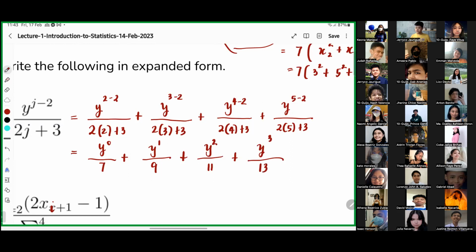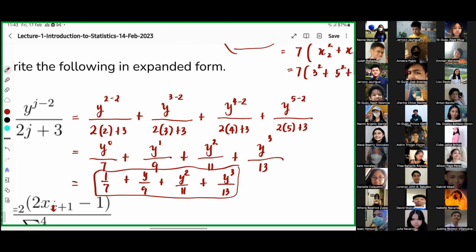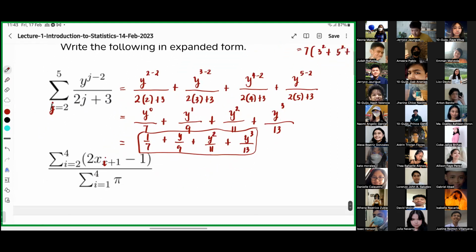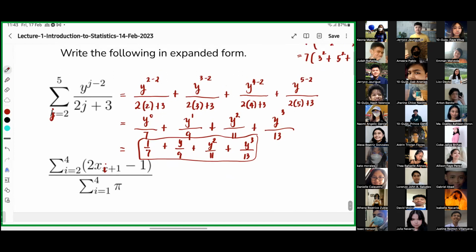Okay. You can further simplify this. You can have 1 over 7, y over 9, y squared over 11, y cubed over 13. Right? So you can end here. All right. Yeah, you can end there. You can have this later na lang. Just give you the answer key. Do you have any question with this item? Can I see a thumbs up from everyone?